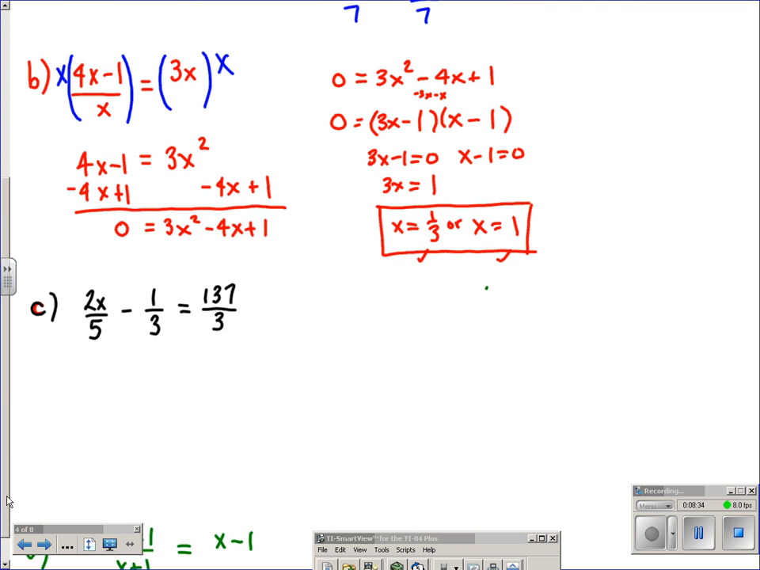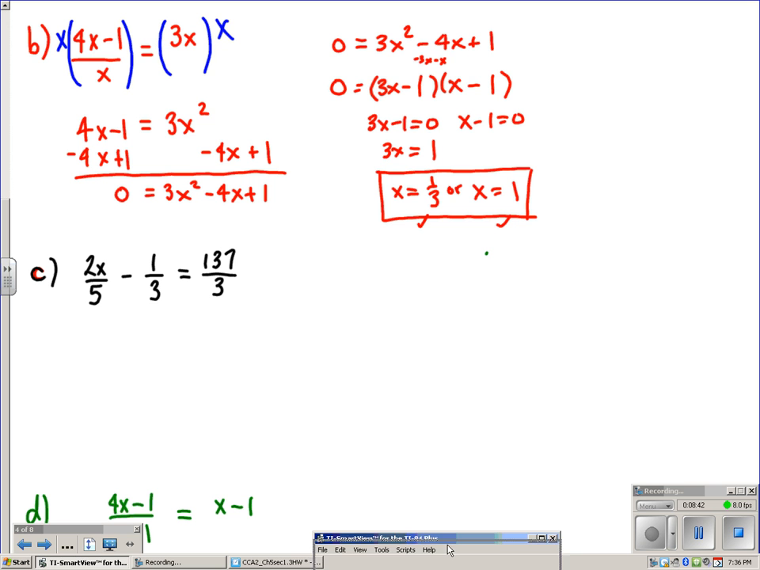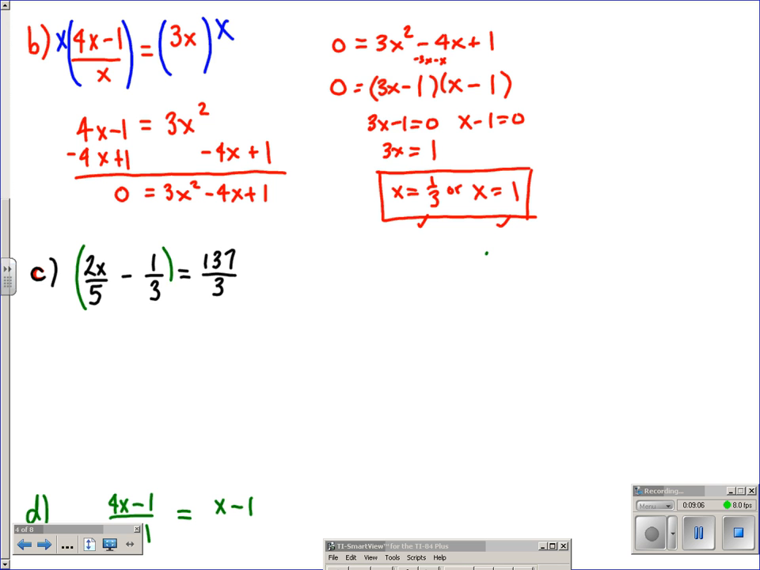So, letter C, we have 2x over 5 minus 1 over 3 equals 137 over 3. So this one, I'm going to look at it and say, well, I want to get rid of the fractions. Fractions are cool and all, I know you like them, but let's get rid of them here. So what number does 5 and 3 each go into a whole number of times? That would be 15. If you said 15, good call.